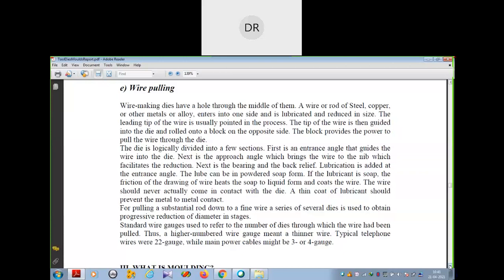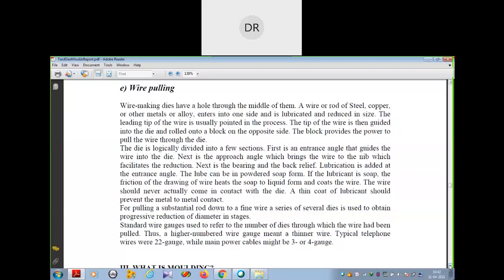For pulling a substantial rod down to a fine wire, a series of several dies is used for obtaining the progressive reduction of the diameter in stages. That means several dies are placed in tandem to get the progressive reduction of the diameter.